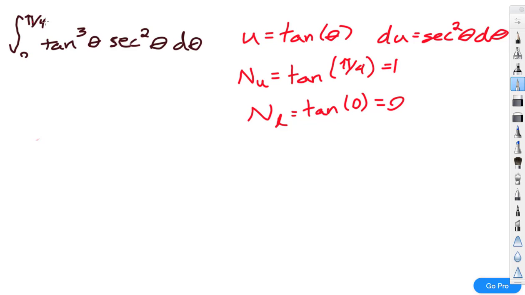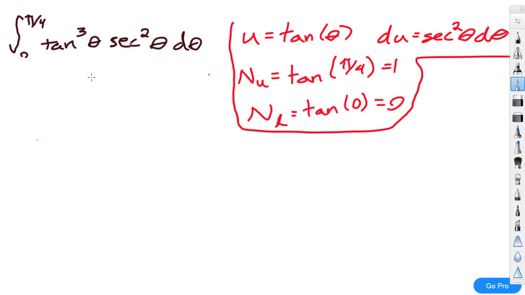Remember, these bounds are in terms of theta. Theta goes between 0 and pi over 4, but since I'm changing everything into terms of u, and u equals tan of theta, that's going to change my bounds. So, when I take all that information and plug it in here, I'm going to have the definite integral from 0 to 1. Remember, tan is u now, so it's going to be u cubed. Secant squared theta d theta, well, that's just du.